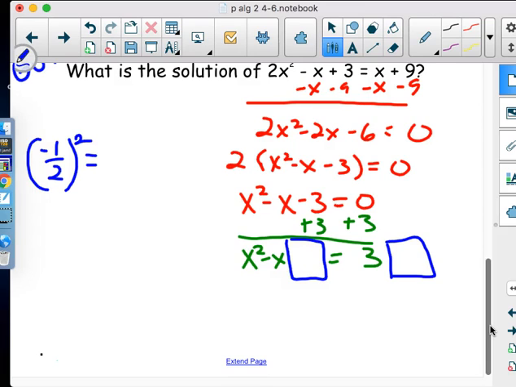We talked about this yesterday. As long as this is pure multiplication or division, we can just distribute that 2. So it'll be -1 squared over 2 squared. That's 1/4. That's not a horrible fraction. Not bad at all. So I'm going to have to do a little plus 1/4 here.